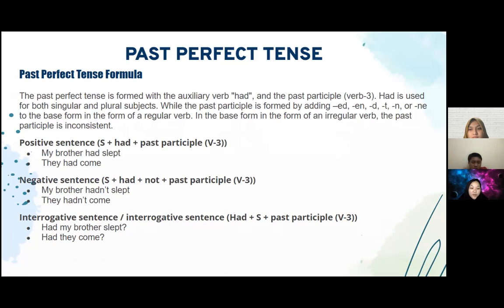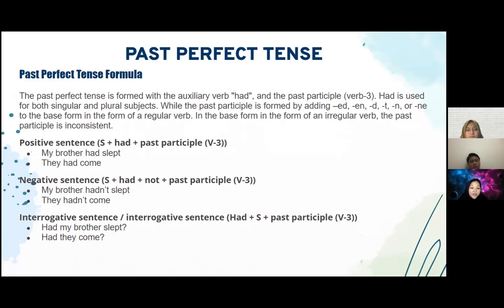Past perfect tense formula. The past perfect tense is formed with the auxiliary verb had and the past participle, verb three. Had is used for both singular and plural subjects, while the past participle is formed by adding -ed, -en, or -ne to the base form of a regular verb. For irregular verbs, the past participle is inconsistent.